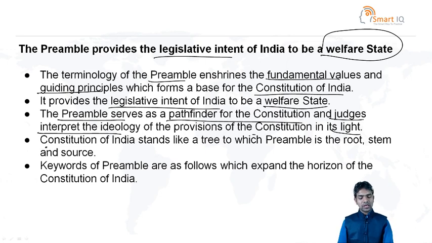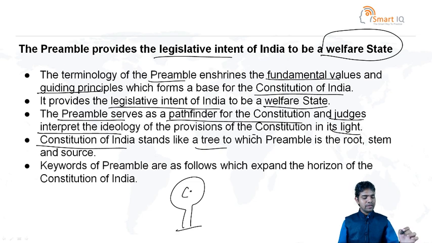The Constitution of India stands like a tree, of which the preamble is the root, stem, and source. That is, the preamble is the source, root, and stem of the tree-like Constitution. The keywords of the preamble are as follows, which expand the origin of the Constitution of India.